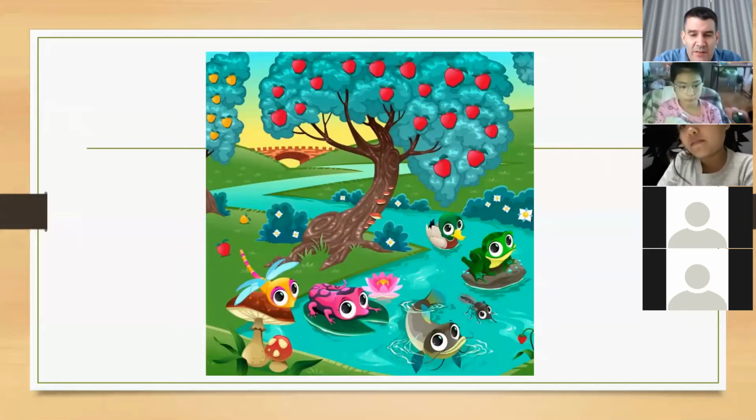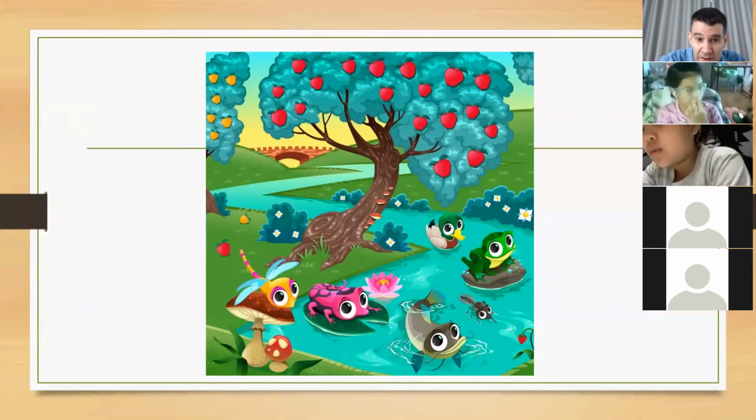How about this? What is in this picture? There is a fish. There is a lizard. There is a frog. There is a duck. There is a river. There is a mosquito. Oh, yes, mosquito. There is a duck. Oh, okay.